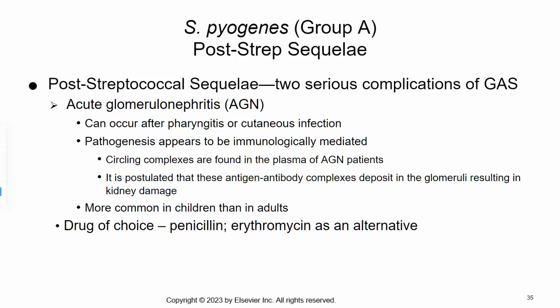The glomeruli is responsible for, again, filtering out everything we don't want in the blood. And then you have the nephron tubules that reabsorb the stuff that we do still want in the blood. So if antigen-antibody complexes settle in the glomerulus, that can block that and cause acute glomerulonephritis, inflammation of those glomeruli. The drug of choice is penicillin, and we use erythromycin as an alternative.